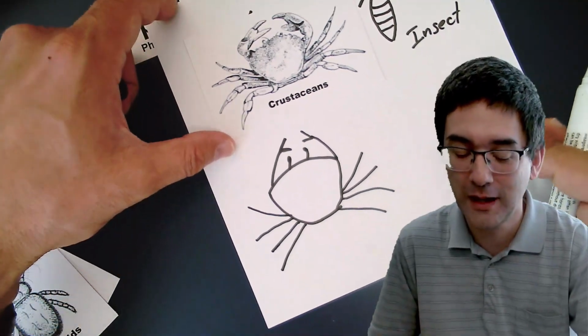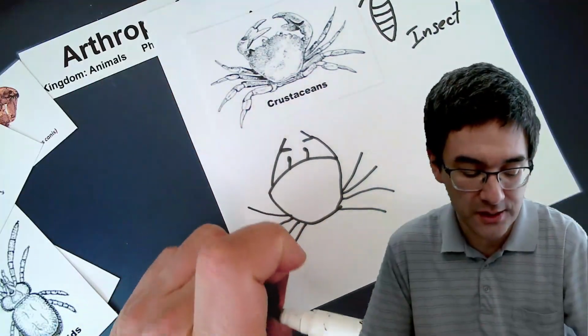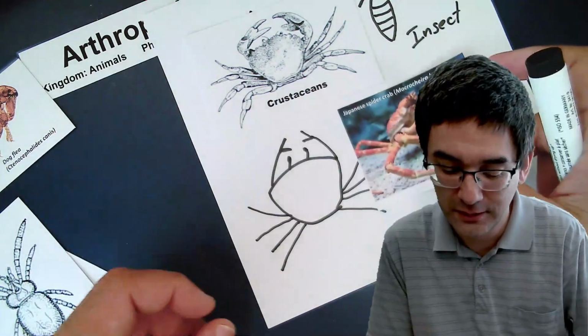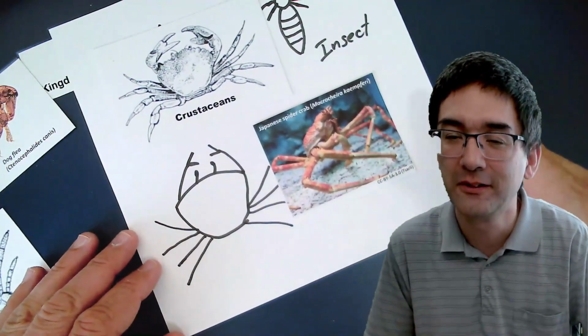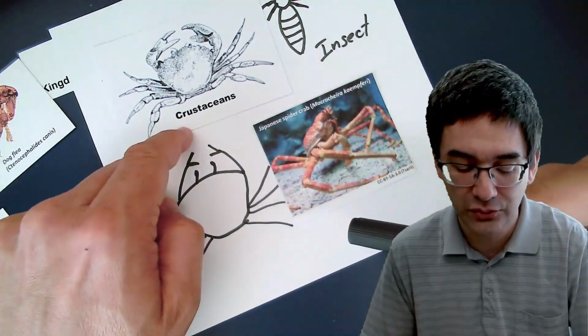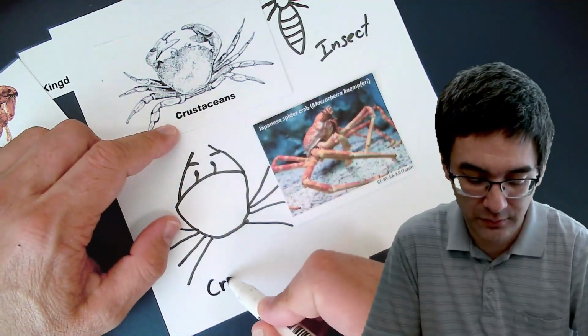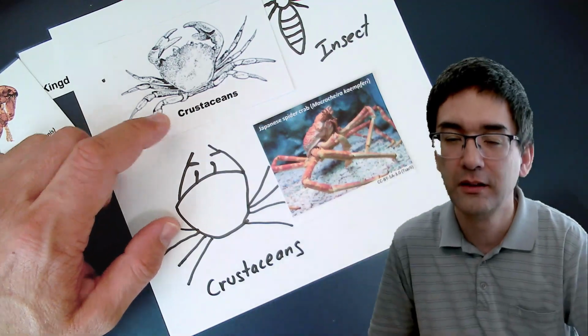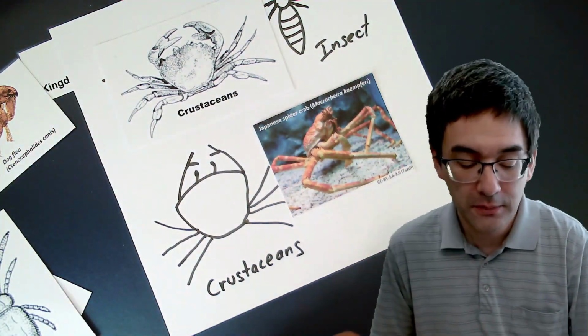Okay, so my crab is finished. We call them crustaceans. And where is the picture of my crab? Here it is. Okay, here we go. Should I actually write this out? Crustaceans. Okay, here we go. So we're almost finished.